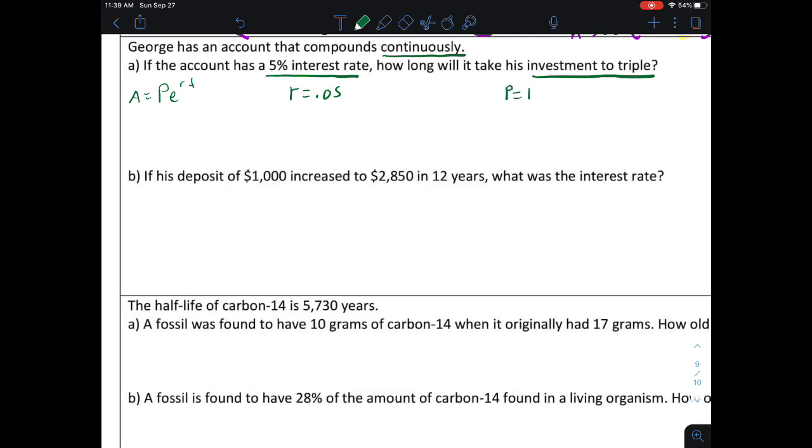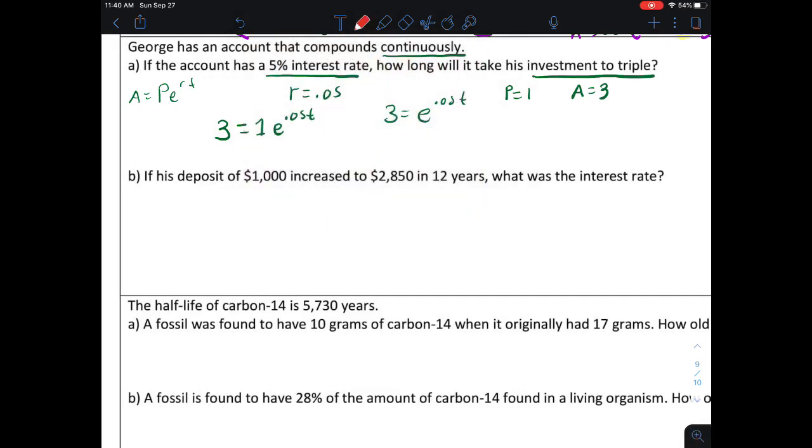So I'm going to let P equal 1, just to keep this equation as simplified as possible. And I'm going to set the equation equal to triple that value, so I'm going to let A equal 3. So P times 3 makes 3. And so the equation that we have to solve is 3 equals 1 times e to the 0.05 times t power. So basically we have 3 equals e to the 0.05t. And we want to solve that.